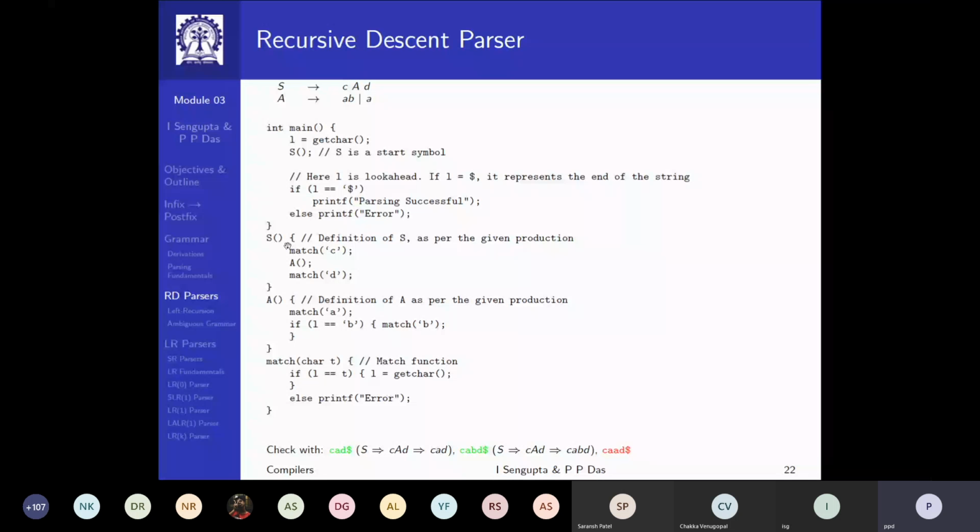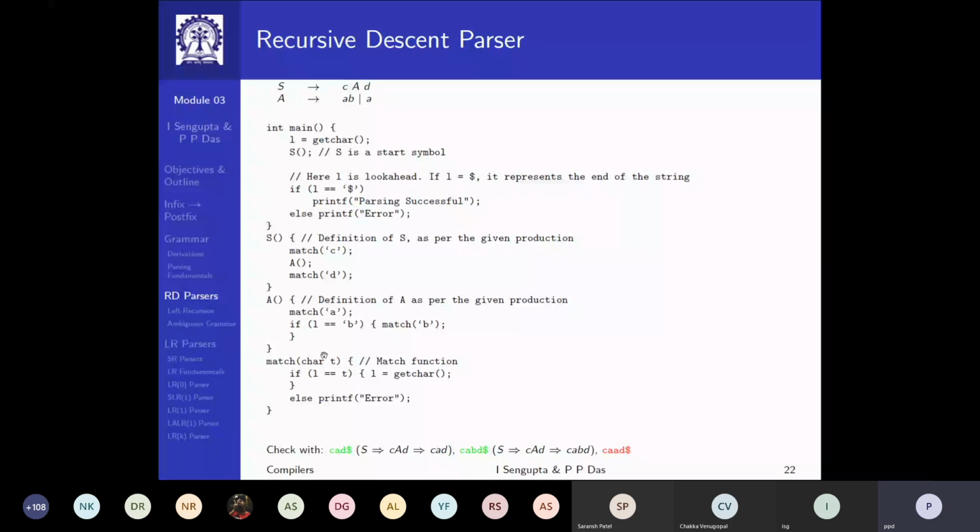Now what is A? A has two production rules. It could be the first production, it could be the second production. But in either of them, we see that the first symbol is a. So what we do is we blindly try to match a, because we know that A has to produce a or A has to produce aB. So when A produces something, the character in this case has to be small a. So you match with a small a.